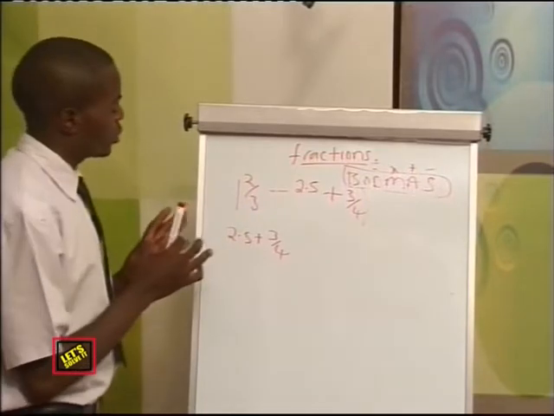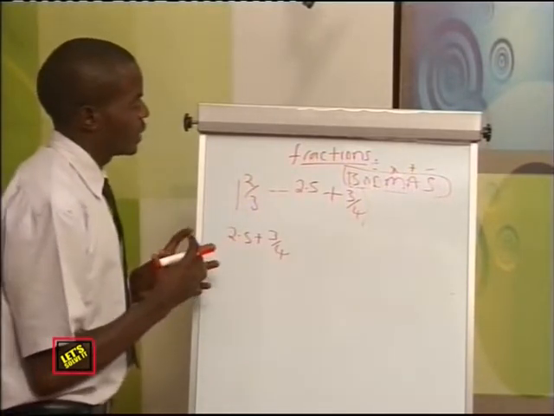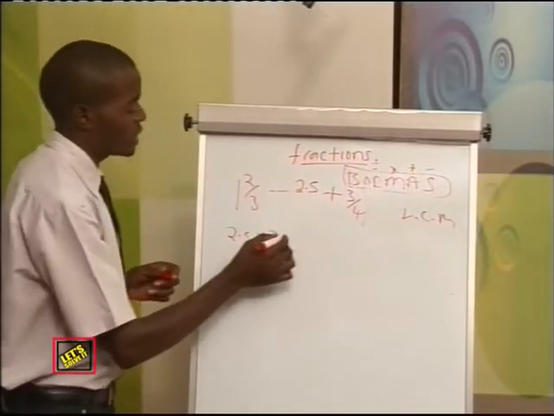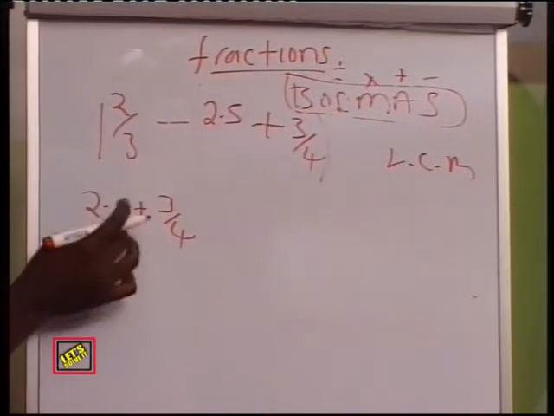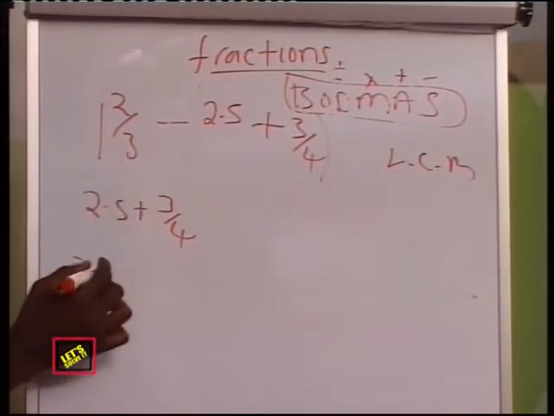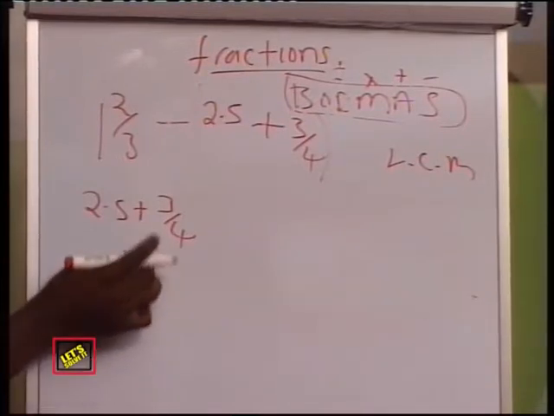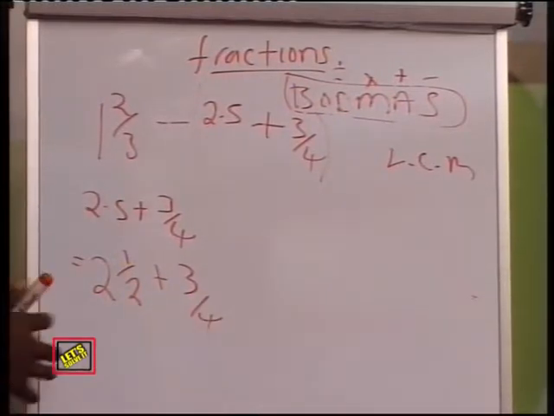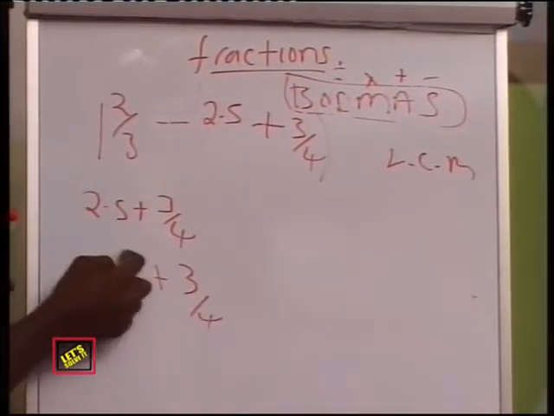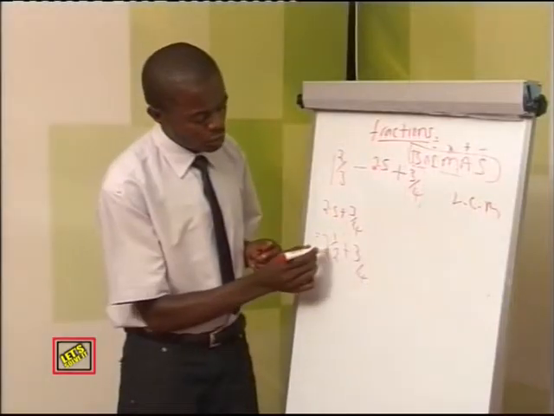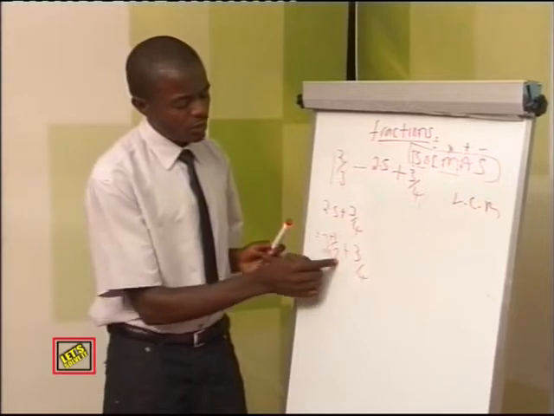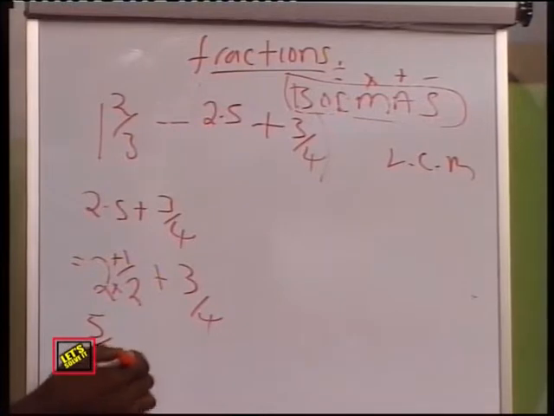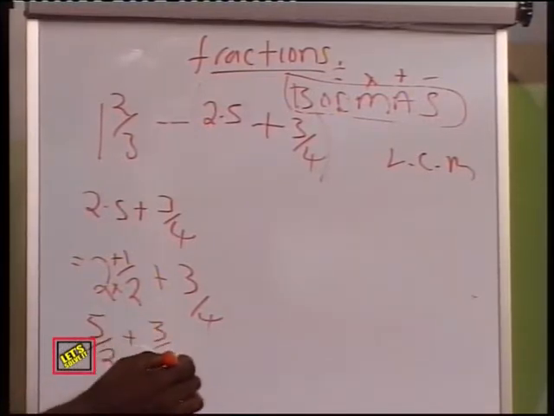Here we're going to find the LCM, the same principle, the LCM of 4 and what? So what we do here is we change this. 0.5 means half, so this is 2 and a half. Plus 3 over 4. Now we have to change this into an improper fraction. Here you multiply, there you add. So 2 times 2, the answer is 4, plus 1, 5. So we say 5 over 2 plus 3 over 4.